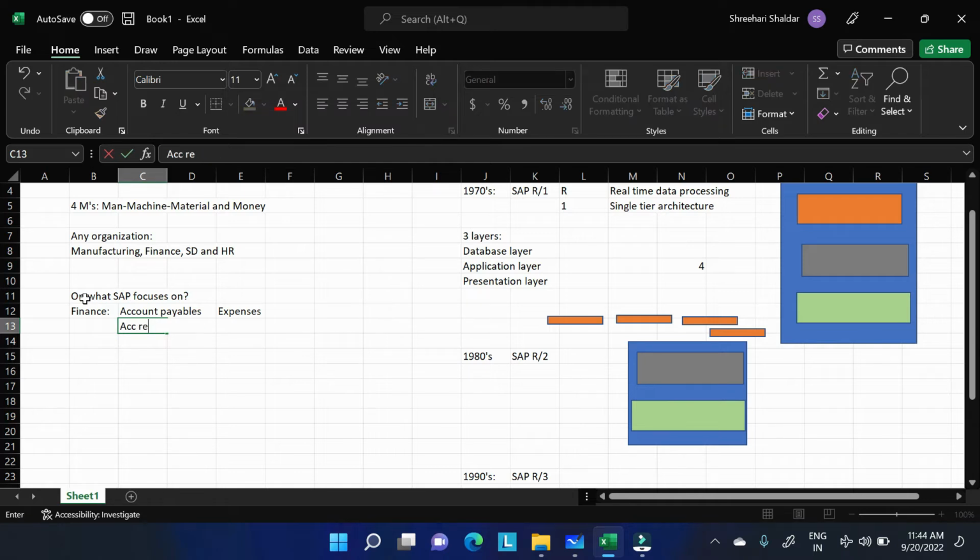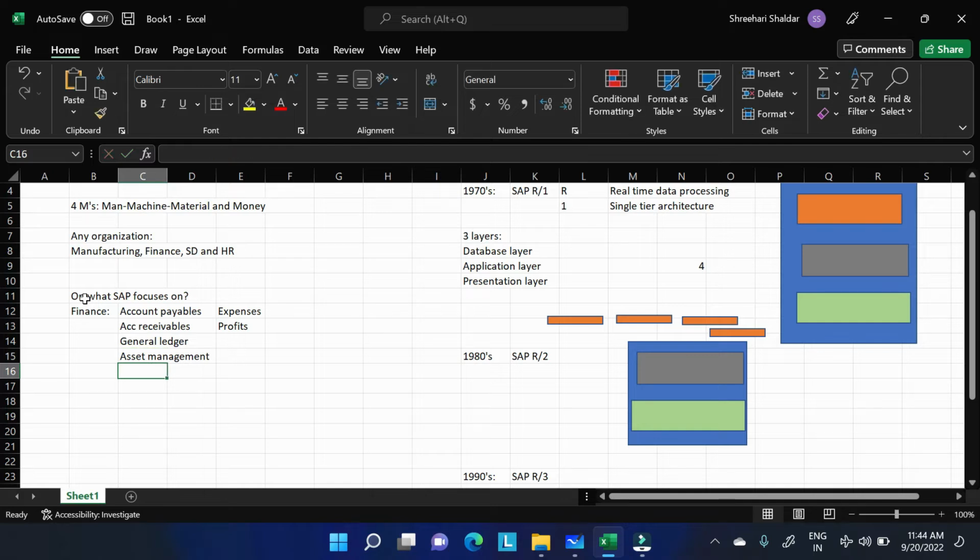Accounts receivable is nothing but some customers who bought products from the organization, so they have to give the money. That is what the profit is all about. Then we maintain the general ledger, and after that we maintain certain asset management. All these things come under finance, and SAP mainly focuses on finance.